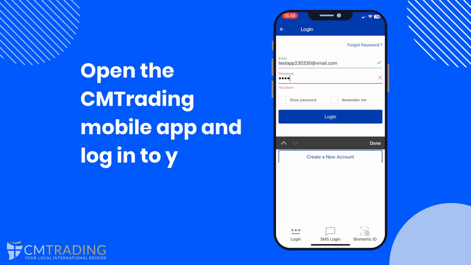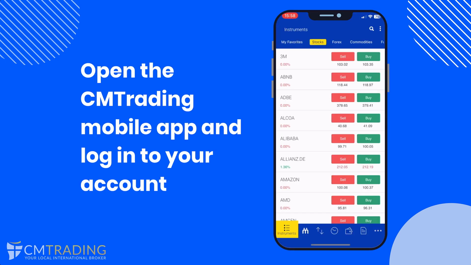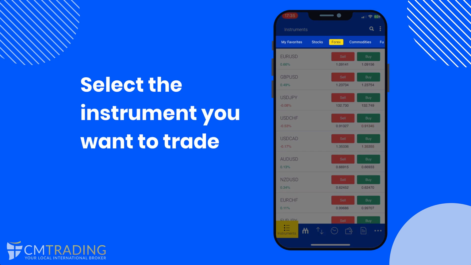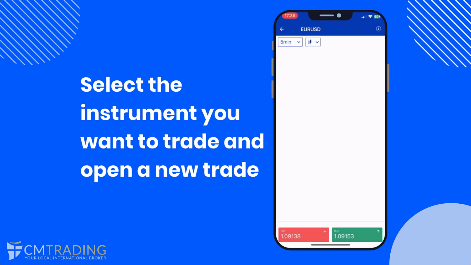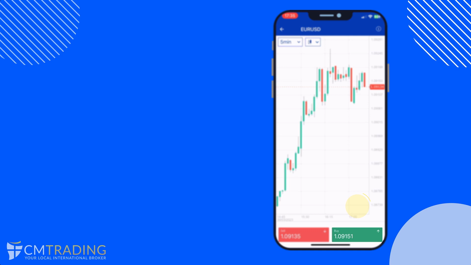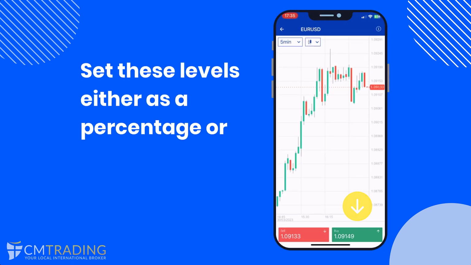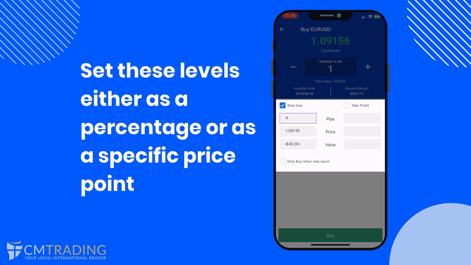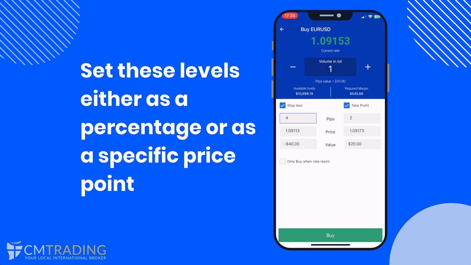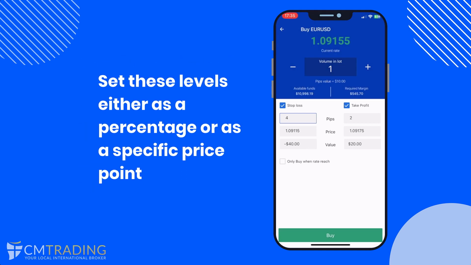Open the CMTrading Mobile App and log into your account. Select the instrument you want to trade and open a new trade. When you place a new trade, you shall see the option to set stop loss and take profit. You can set these levels either as a percentage or as a specific price point.